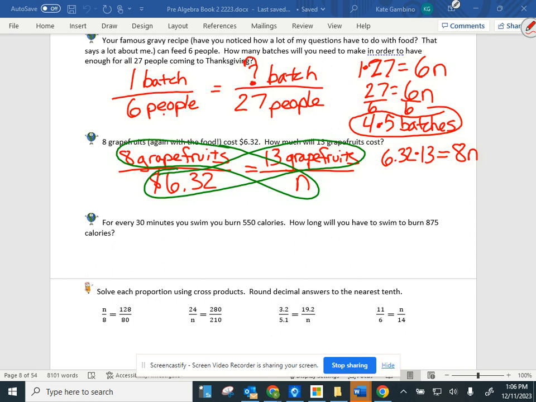So you did the next step. $6.32 times 13 gives me what, Damien? $6.32 times 13 equals 82.16. Yeah. And that equals 8n. So how do I get n by itself? I'm going to divide it by 8. What is $82.16 divided by 8?